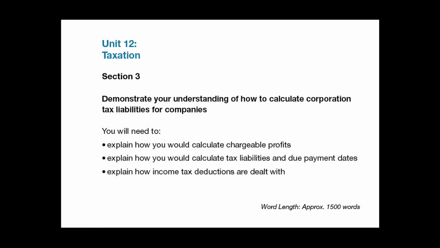Section 3, bullet point 1, focusing on companies. This is about bases of assessment, scope of corporation tax, accounting periods, and ultimately chargeable profits. You will need to describe how these are dealt with.